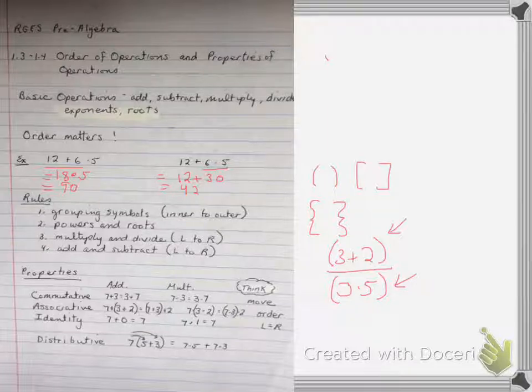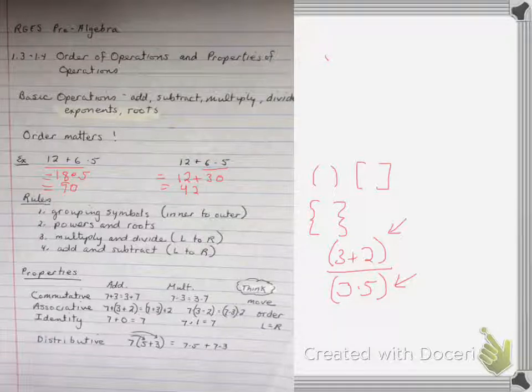Next, we would do powers and roots from left to right. We would do multiplication and division from left to right as we see it in the problem, and that does matter. And we would do addition and subtraction from left to right. Notice in grouping symbols, we would do it from the inner group to the outer group. In other words, sometimes I can have what we call nesting groups. So we will look at that in our examples.